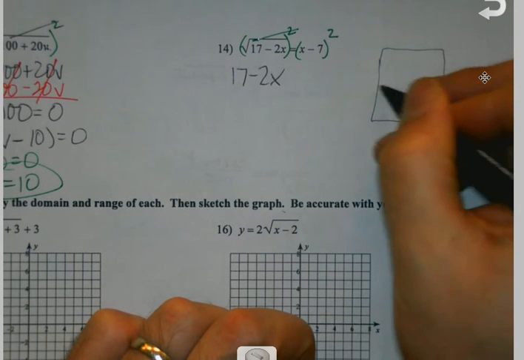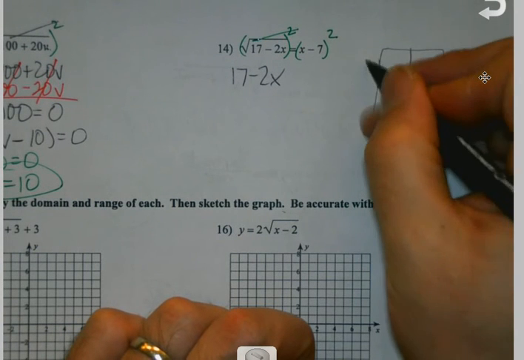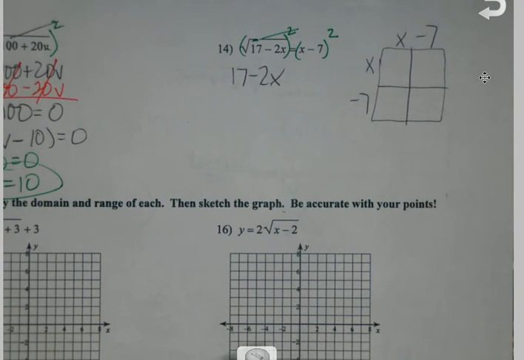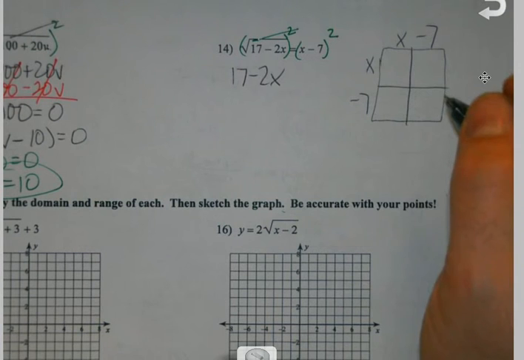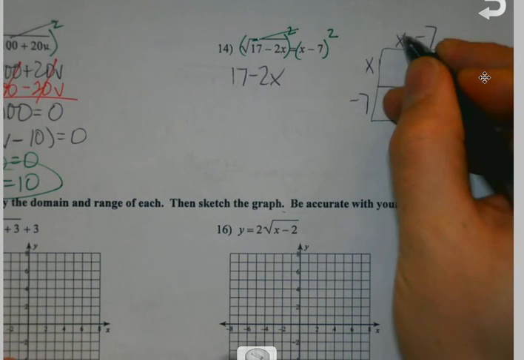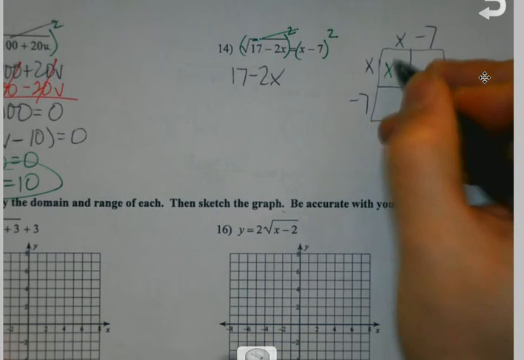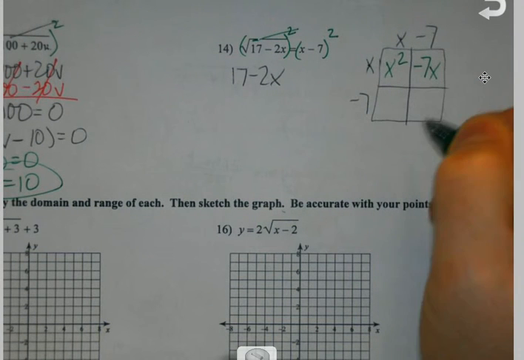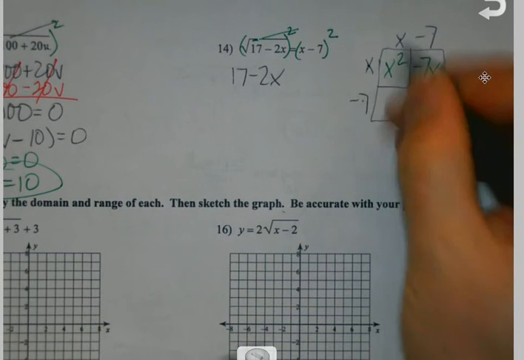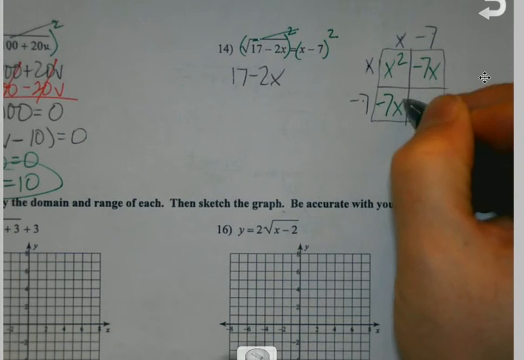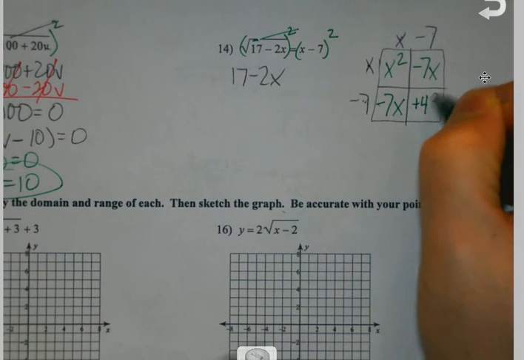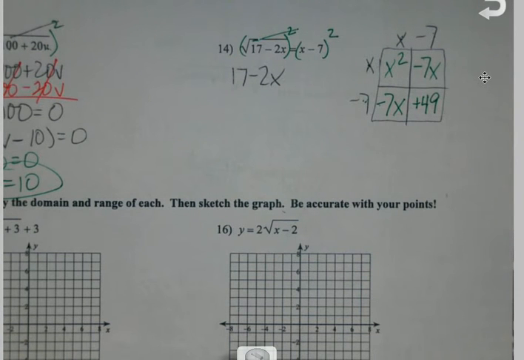Again, if you can FOIL and get there, that's fine. Some of you are more visual though, so I would go visual. And when we go to the box, we're really just doing the foiling. We're multiplying what's on the edges of the box. So x times x is x squared. X times negative 7 is negative 7x. Negative 7 times x is again negative 7x. And negative times negative is positive 49.